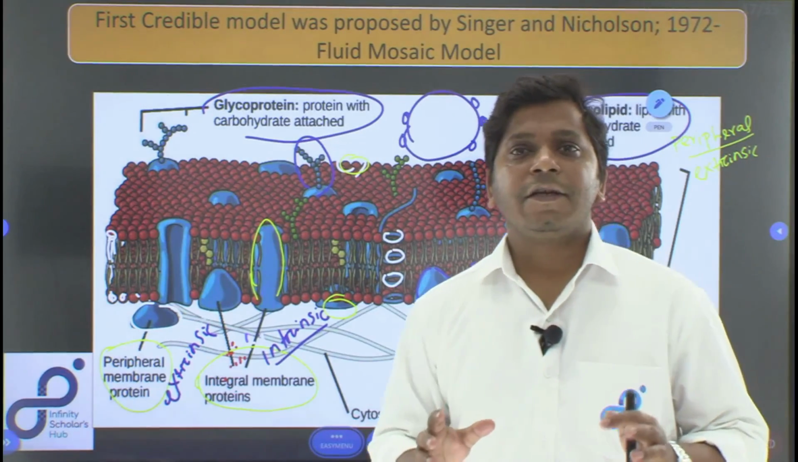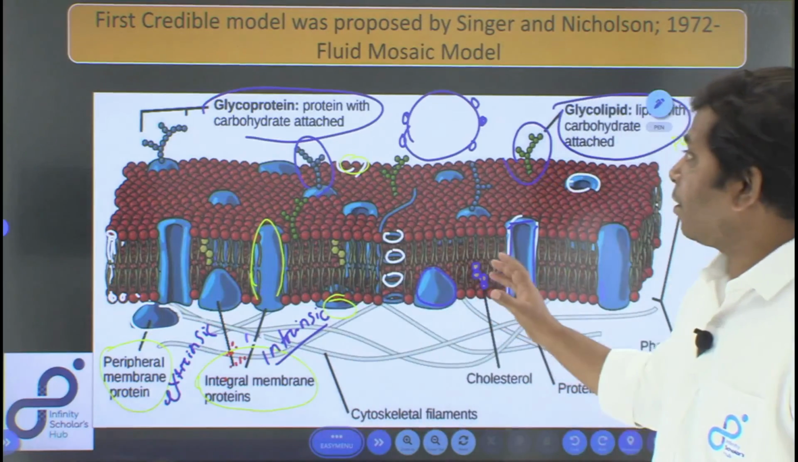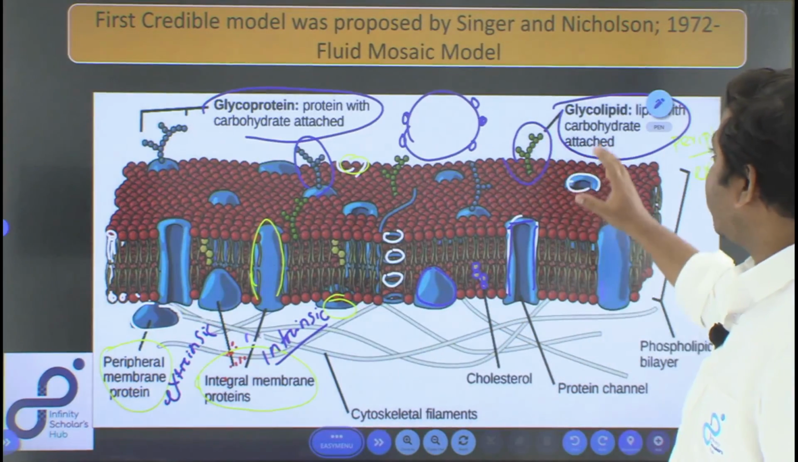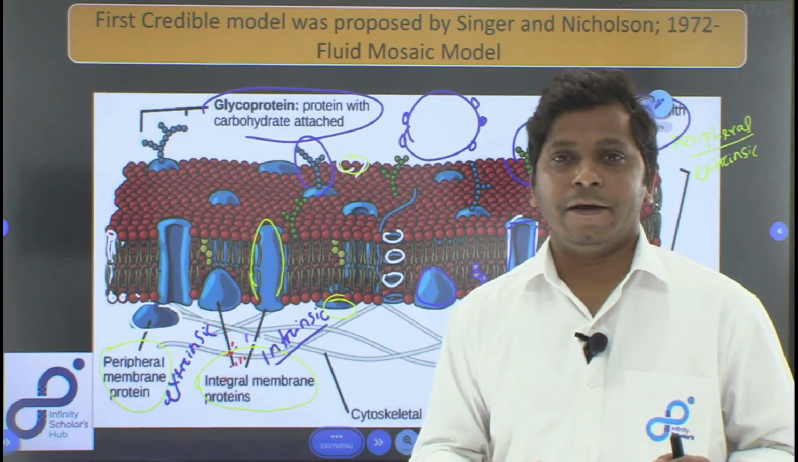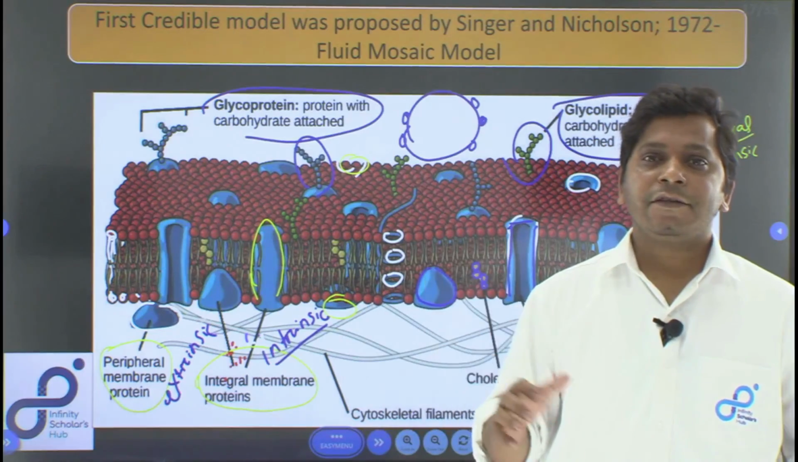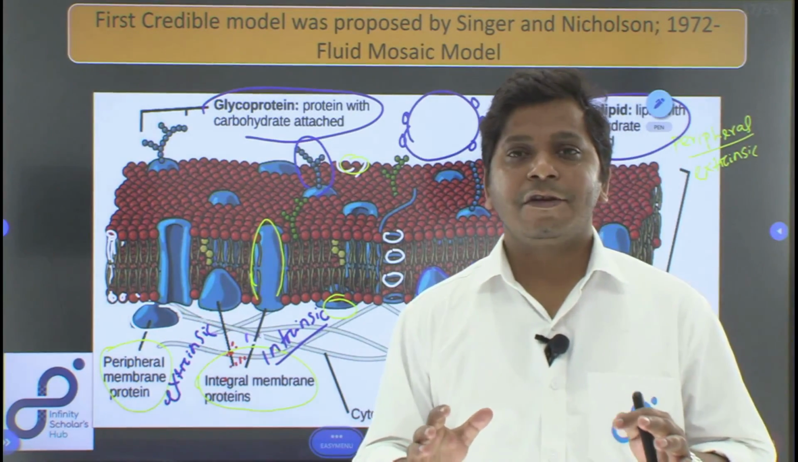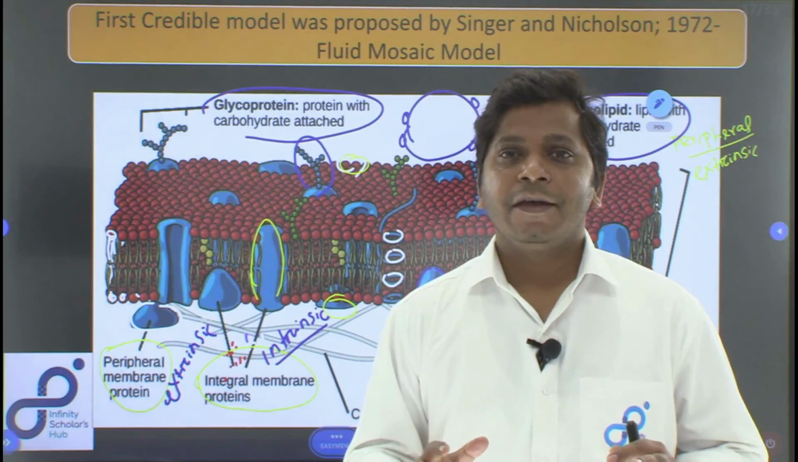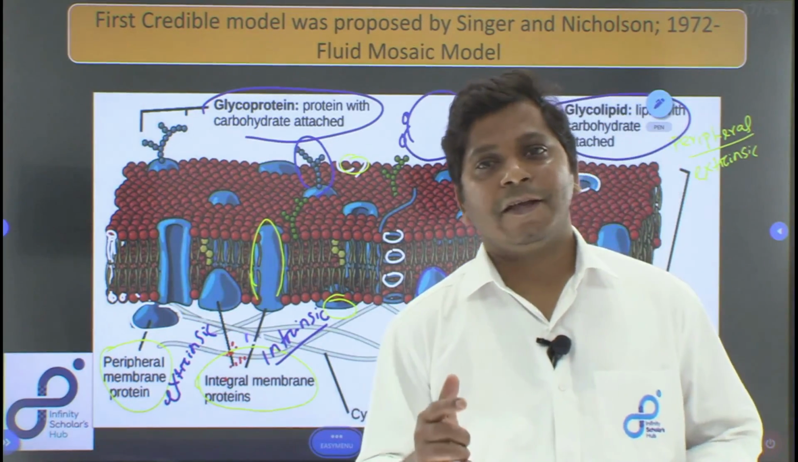So this is typically the structure of a plasma membrane, and this model was first proposed by Singer and Nicolson, which is widely accepted till today. I hope this explanation gives you clarity on the composition as well as the structure of the plasma membrane. In the next class, we will continue with the functionalities of the plasma membrane.